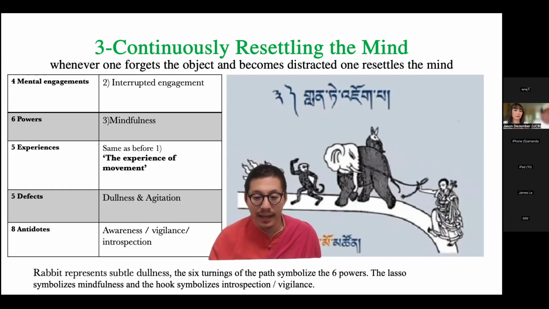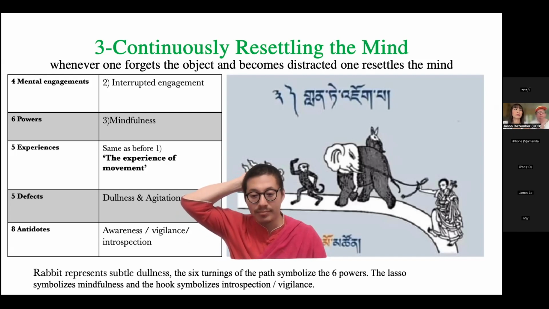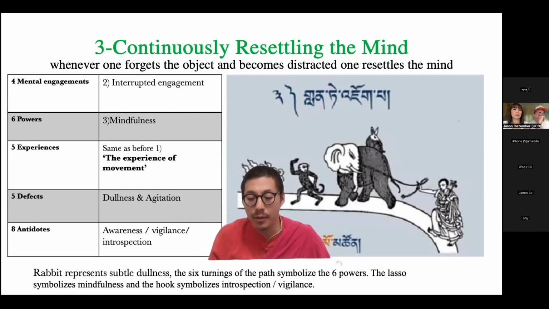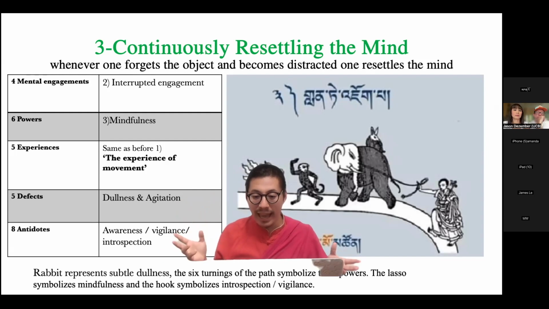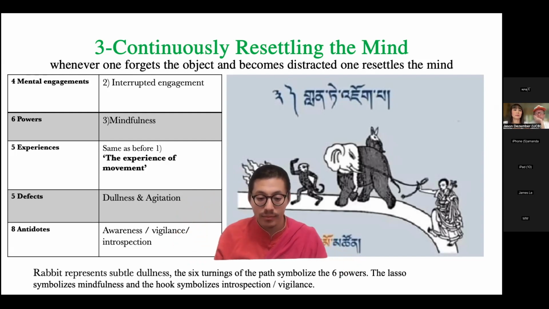And here I have another note. Before there wasn't a rabbit, now here's a rabbit. The rabbit represents subtle dullness, not gross dullness. Gross dullness is like you're not functioning, you're in sleep. Subtle dullness is like the rabbit here. In the picture, you can see a rabbit with a white hat and a black body. And then these turnings you saw in the diagram, the elephant and all of them walking through the turnings, the 6 turnings represent the 6 powers, because you have to achieve shamatha through these 6 powers.